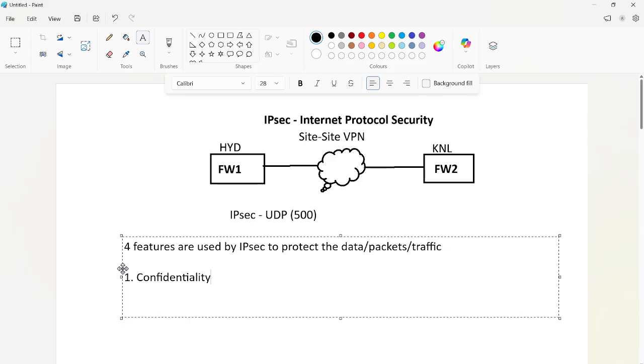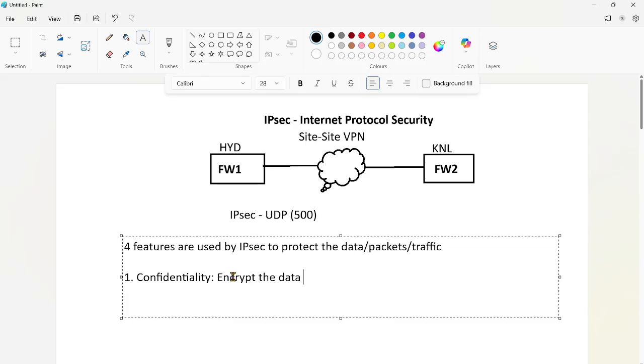What is confidentiality? Whenever you are sending data from your Hyderabad branch office to the Kurnool branch office, no one should be able to see that data. That's where confidentiality works. This confidentiality uses an encryption algorithm, so it is going to encrypt the data.